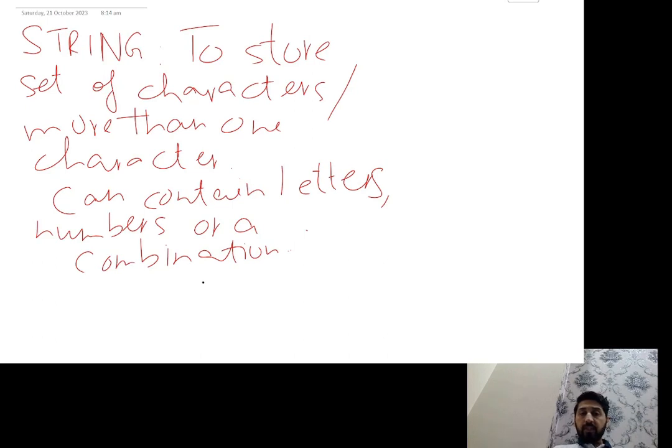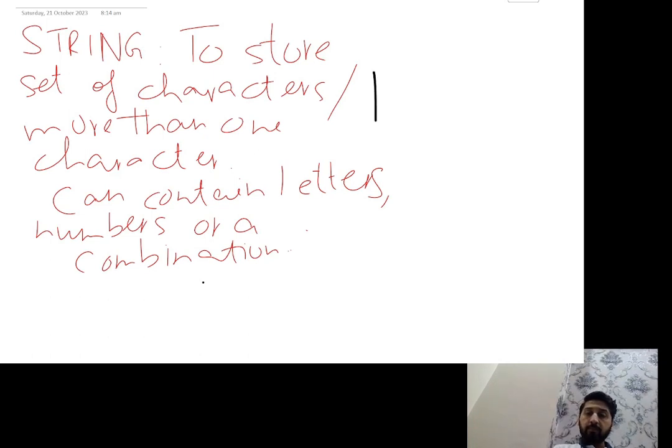Then comes the string data type. String data type is used to store a set of characters or more than one character at a time. String can contain letters, numbers, or a combination of these. Whenever while writing the code we have anything which cannot be written as an individual character, we can categorize it as a part of a string.